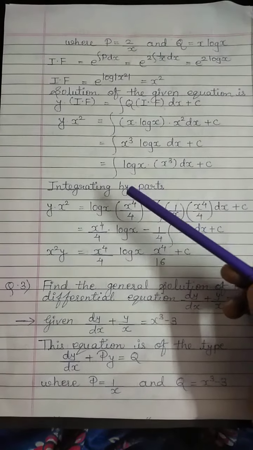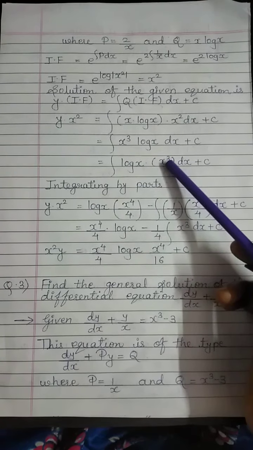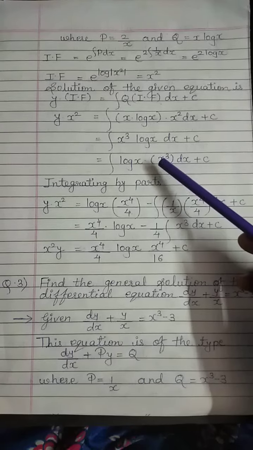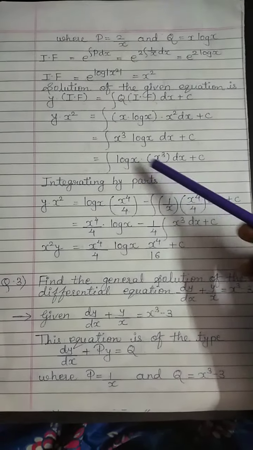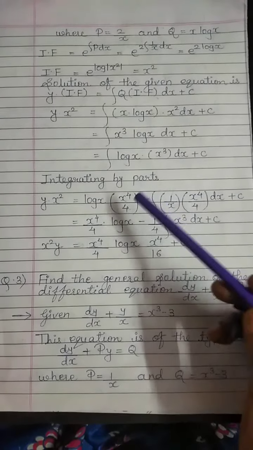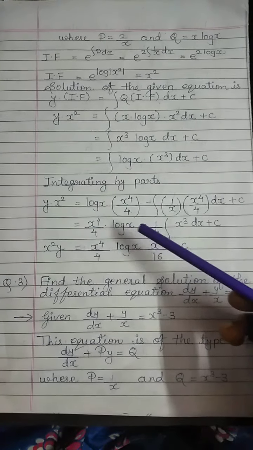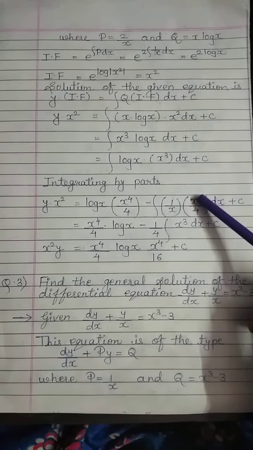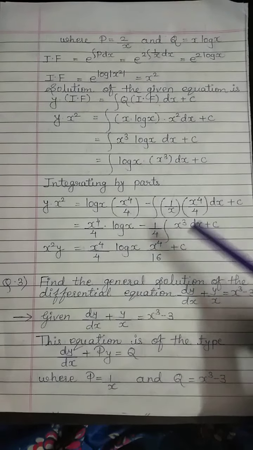So by applying that formula, here we will get log x into integration of x cube as x raised to 4 upon 4, minus again integration of x cube as x raised to 4 upon 4 into derivative of log x, that is 1 upon x dx, plus c. Now this term we will write first: x raised to 4 upon 4 into log x minus 1 upon 4 constant, and 1 x cancels with this. So we have integration of x cube dx.